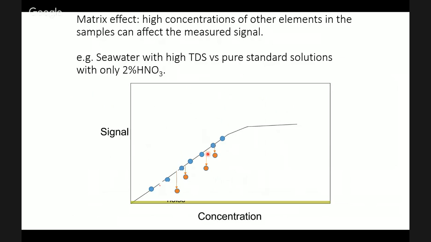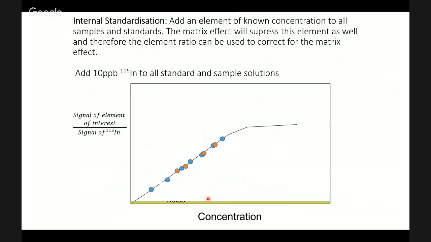So this leads to a problem: for this sample here, if we were to go across and look at what intensity it gave us and use the calibration curve, we'd end up with a concentration over here, where its true concentration is over here. There's a way around this problem, and that is to use internal standardization.